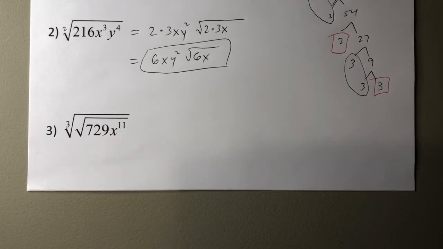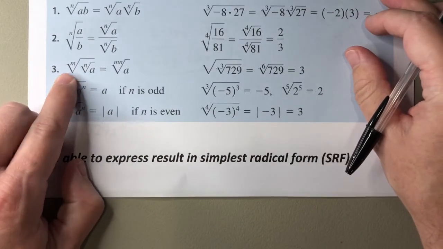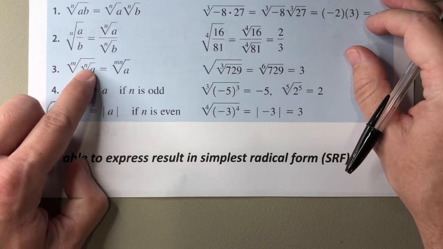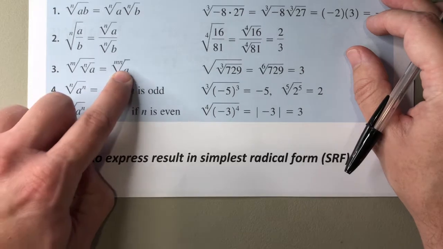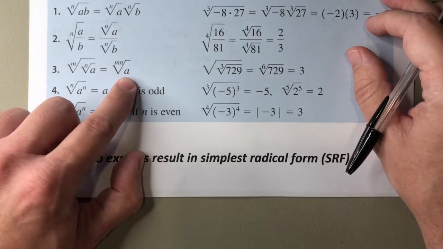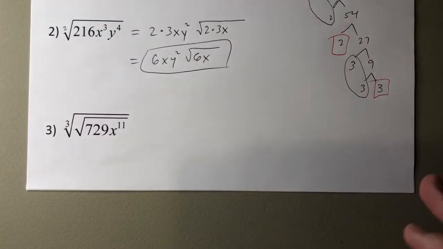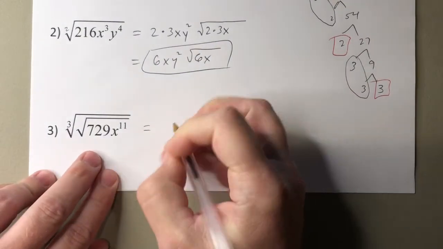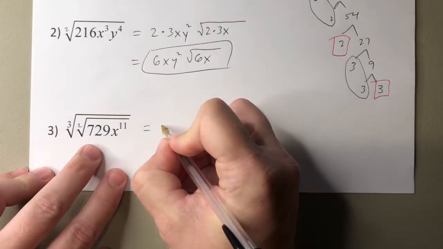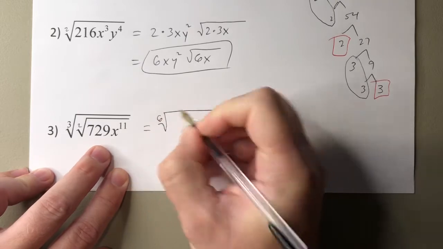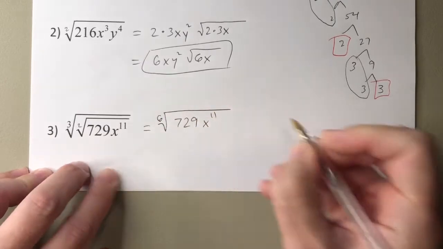So if we go back to our properties here, look at the third property. If you have the mth root of the nth root of a, you get the same as what? The mn root of a. So all you're going to do is multiply these two numbers together. So we have 3 times an understood 2. 3 times 2 is the 6th root now of 729 x to the 11th.